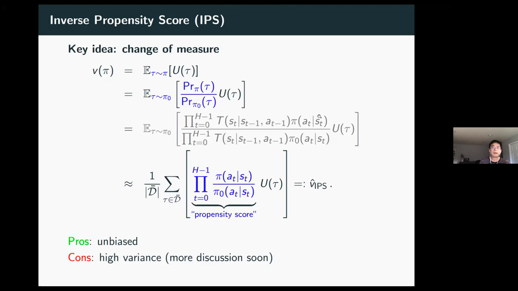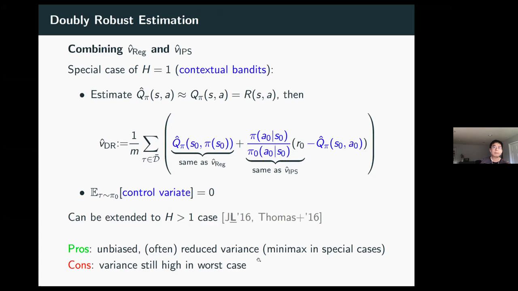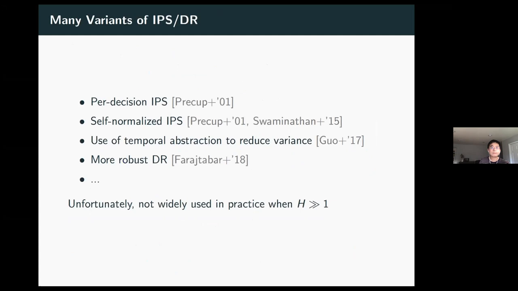So there are other methods called doubly robust that can combine the regression estimator and the IPS into a new estimator that has certain nice properties. For today, let me skip this, and I'm happy to go back to it if people are interested. There are many other variants of IPS and DR. So it seems that they provide a set of useful estimators for OPE.